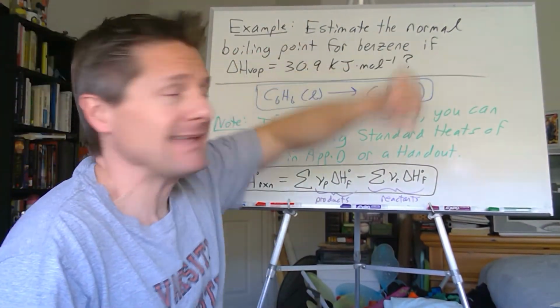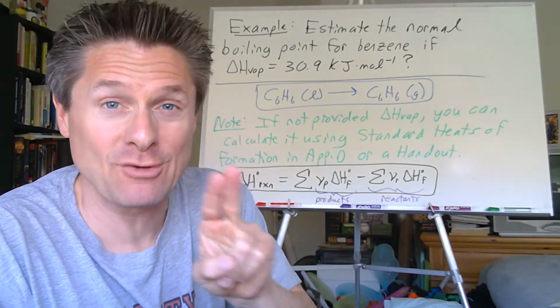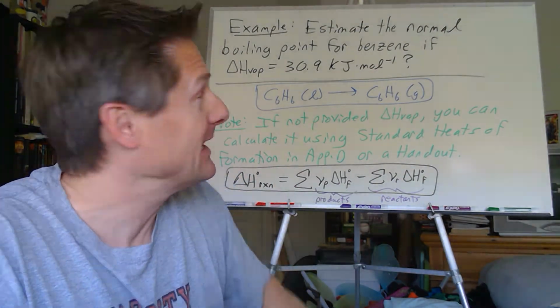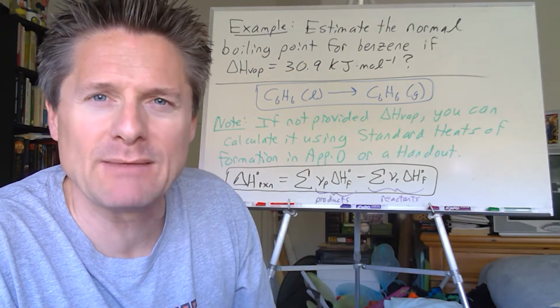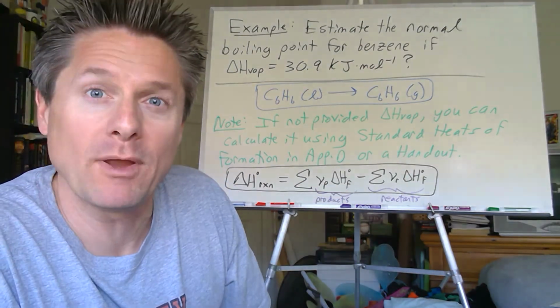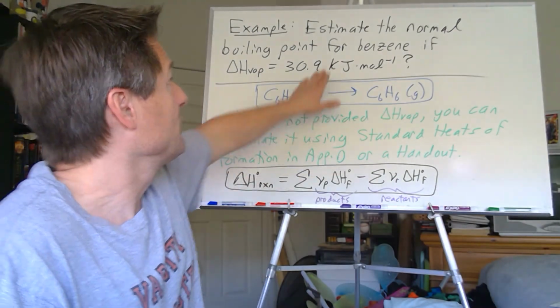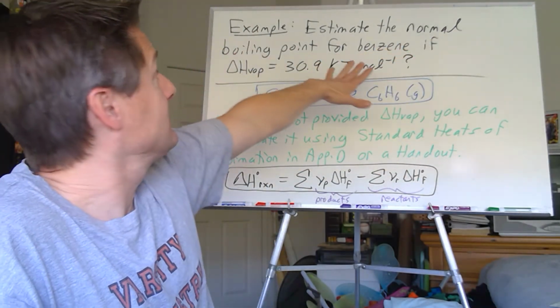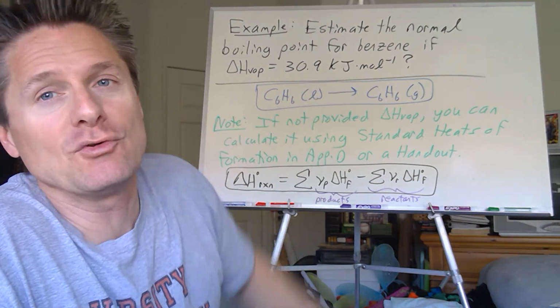All right, let's estimate, the keyword being estimate versus determine or calculate. Those mean two different things. So estimate the normal boiling point for benzene. Now, if I just say boiling point, the assumption will be the normal boiling point. If I wanted something other than the normal boiling point, I would say that. So that's redundant. For benzene, if the molar heat of vaporization is 30.9 kilojoules per mole.